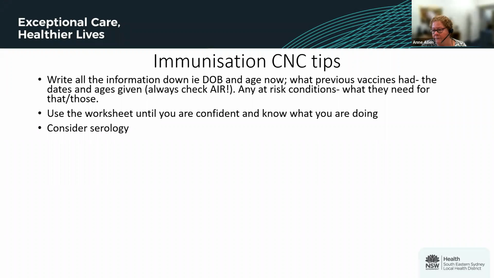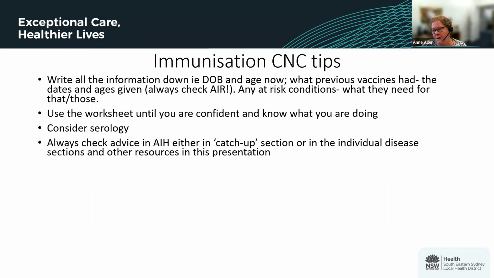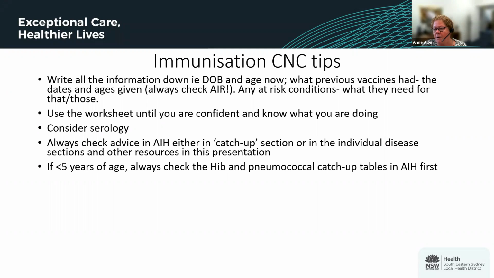Consider serology. Always check advice in the Australian Immunisation Handbook, either in the catch-up section or in the individual diseases section, and other resources in this presentation. If less than 5 years, always check the Hib and the pneumococcal catch-up tables in the Australian Immunisation Handbook first, because that will guide you on how many vaccines this child is going to need. Get your catch-up schedule checked until you are confident.